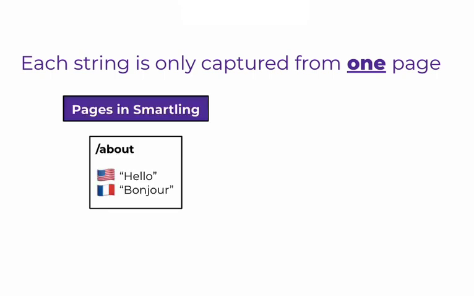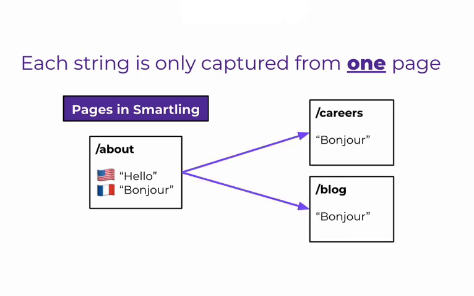Please note that the Pages tab only shows the URL that the string was first captured from. It is not in all cases a direct reflection of all pages where a string is actually used on your website. This is due to the fact that strings can be captured and ingested by Smartling only from one URL. The translation is then shared across all pages using the same string. We will discuss this more in detail later in this video when we will talk about string sharing.